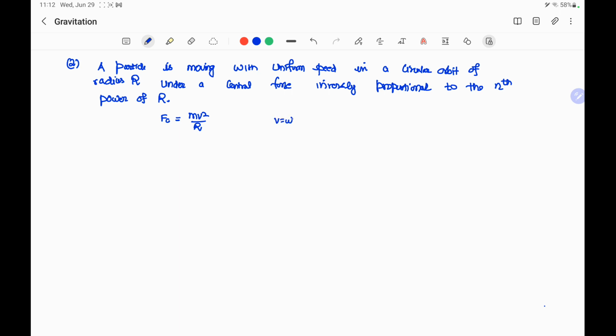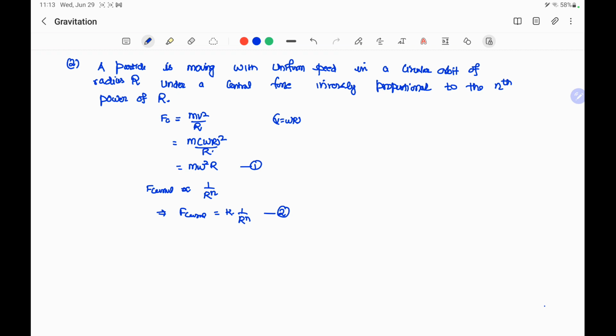Because v is equal to ωr, we can replace this v. We will have m into (ωr)² by r, or we can write it as m into ω² r. This is equation number 1. This centripetal force is provided by the central force, which is proportional to 1 by r raised to the power n, as it is given. So we can write this central force is equal to k into 1 by r raised to power n, where k is the proportionality constant.